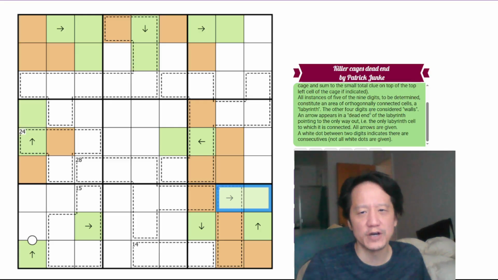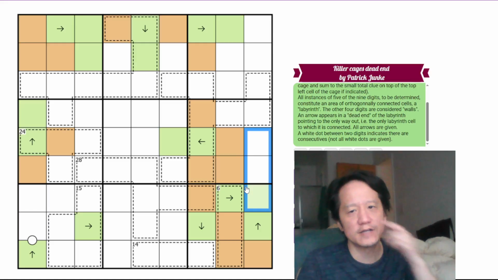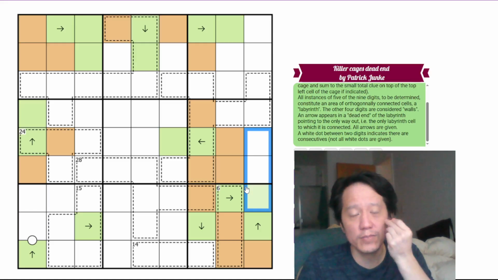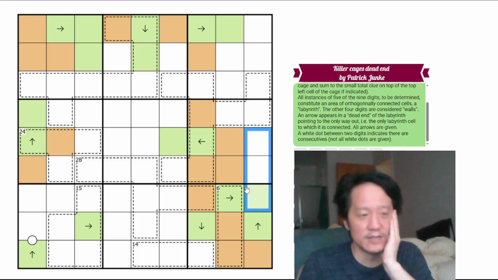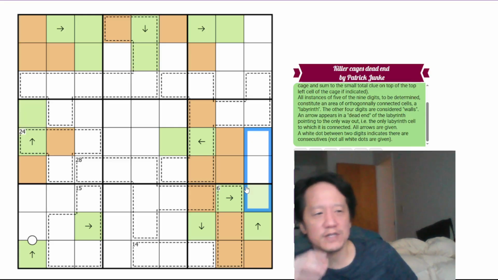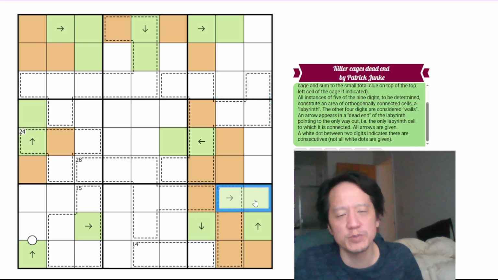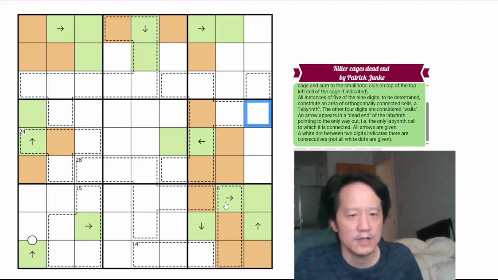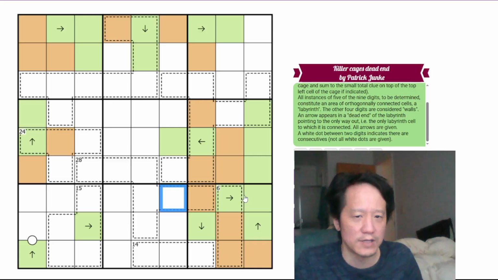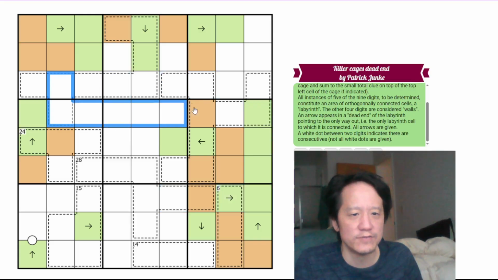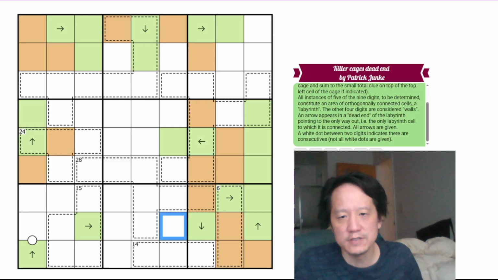I forgot to say what orthogonally connected cells are. Basically, orthogonally connected cells means that, well, okay, it's a little late, but to get from anywhere in the region to anywhere else in the region, you can go just by edges and you can stay in that region. That's what it means to be orthogonally connected. So, because of that, this labyrinth must be orthogonally connected here. So it has to extend all the way here at least, because it has to connect to the rest of the orthogonally connected cells. This is a cage, so this must go this way.